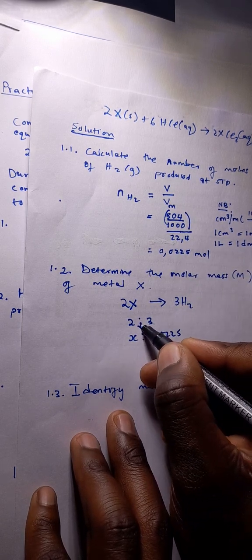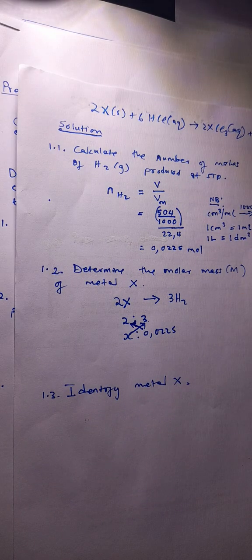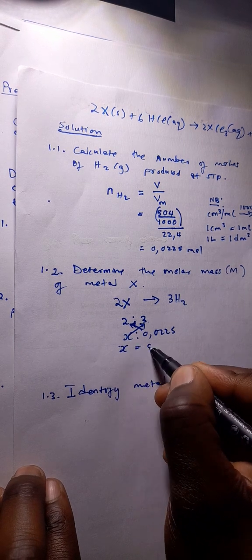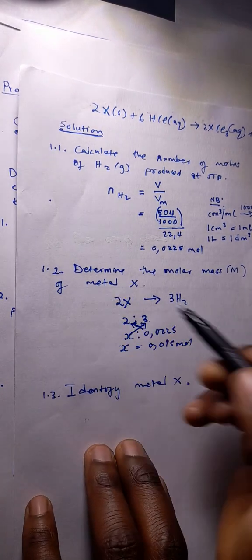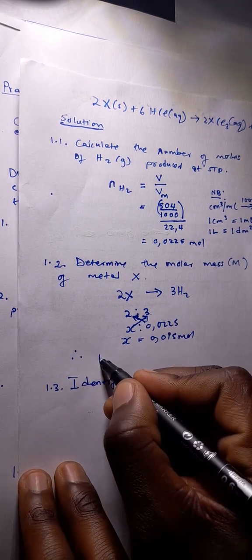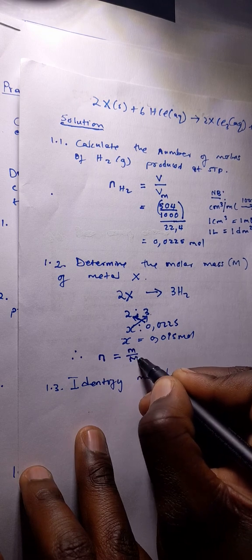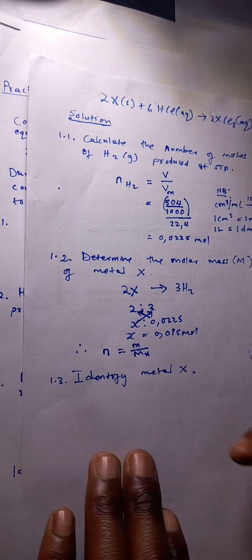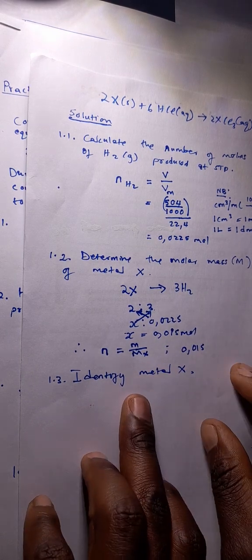Well, you cross multiply. By now you know that we are looking for moles of X, so you multiply, then you divide by 3. You're going to get 0.015. Therefore X will be 0.015 mole. This is the mole of metal X. Therefore number of moles equals mass over the molar mass of X. That's what we are looking for: the molar mass of X. What is the number of moles? It's 0.015.